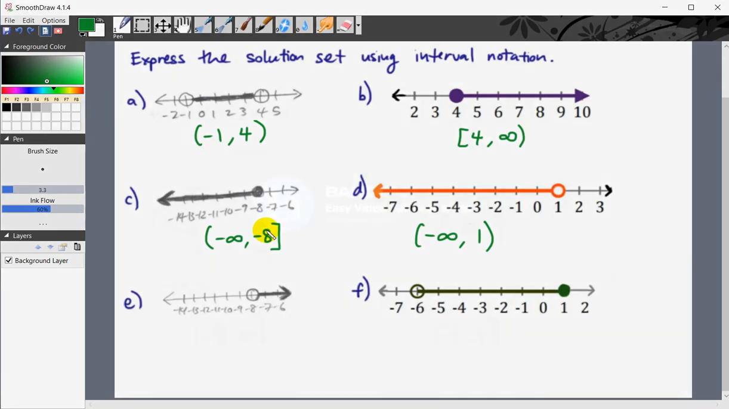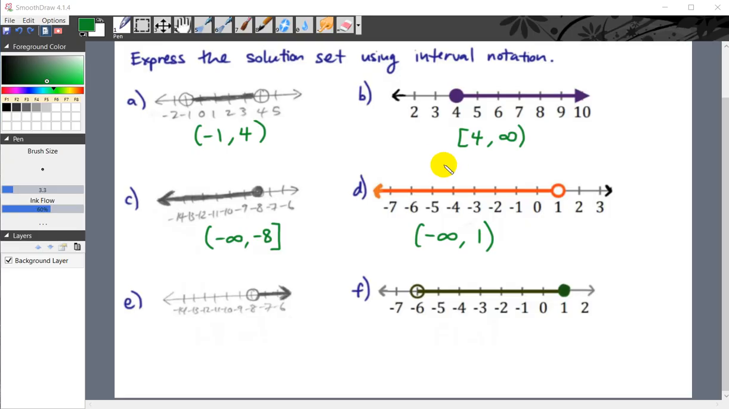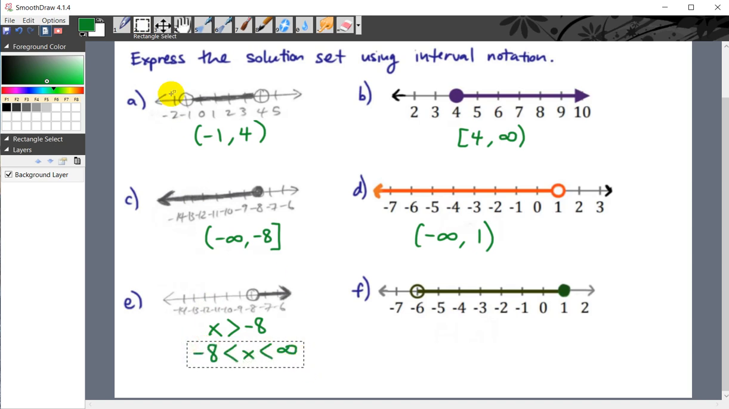Letter E. Okay, so let's look at this one. As we can see here, we have an open circle. So one way we can represent this is x is going to be greater than -8. In other words, we can write it the other way, something like -8 is less than x. And as you can see here, the arrow indicates it's going off to a positive number, so it's going to go off to positive infinity. Okay, so that's another way that we can write this.